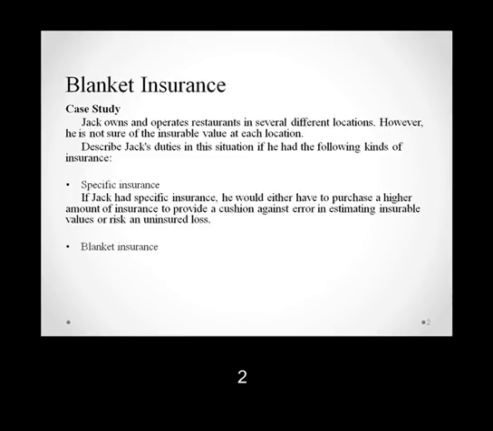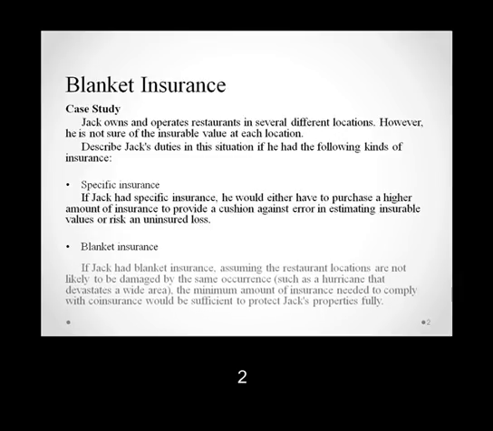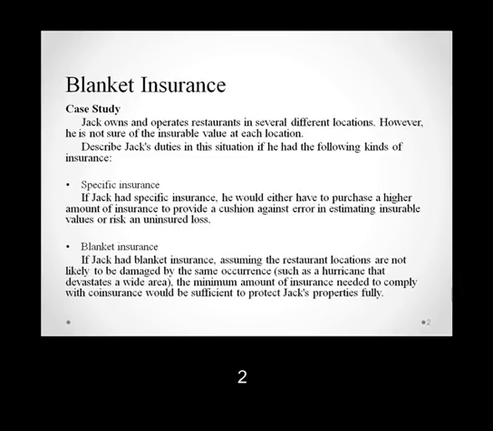Now, if Jack has purchased blanket insurance, how would the situation be different? If he has purchased blanket insurance, now assume the restaurant locations are not likely to be damaged at the same time. The minimum amount of insurance needed to comply with co-insurance will be sufficient to protect Jack's property fully. Now, if you do not quite understand why, you could go back to the mathematical problem that we have for this chapter for specific insurance and blanket insurance.